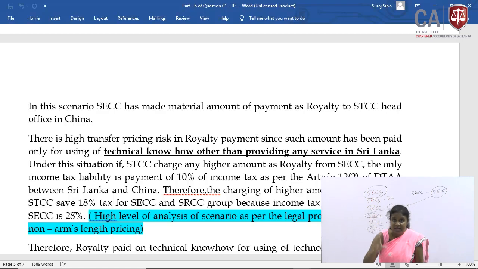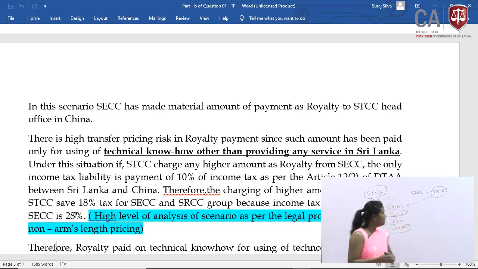We have applied the same thing for the question of income tax as per the Article 12 subpara 2 of the DTA between Sri Lanka and China. Therefore, the charging of higher amount of royalty by STCC saves 18% tax for SECC and SRCC group because income tax rate applicable for SECC is 28%. What is this situation? This is explained something like this.